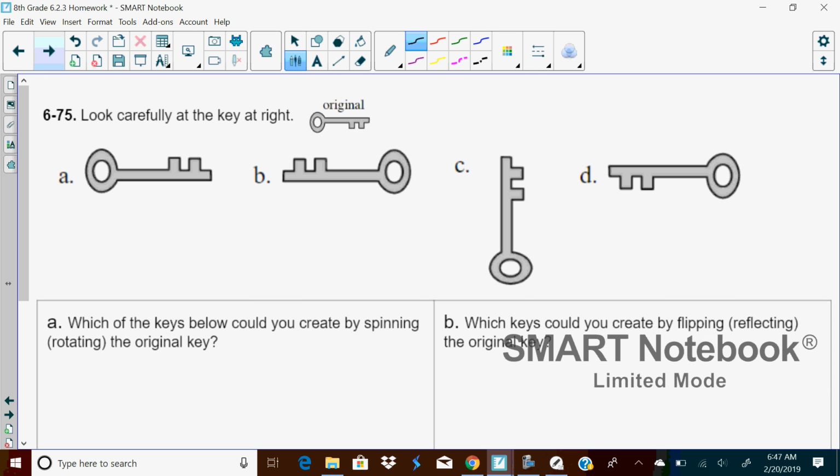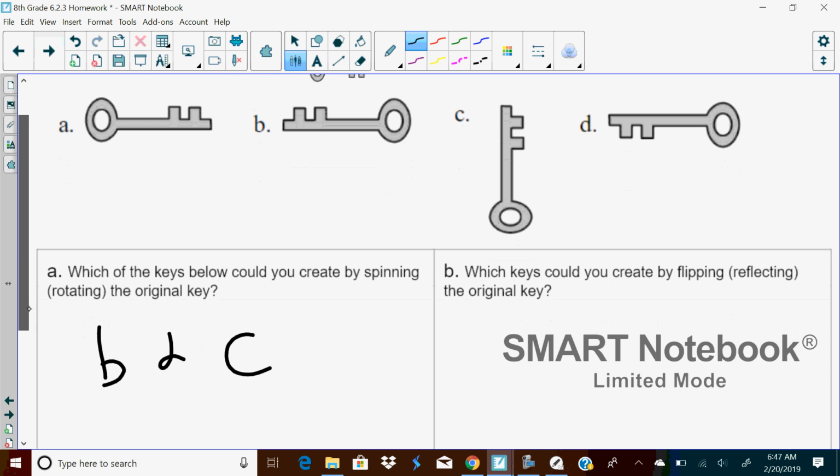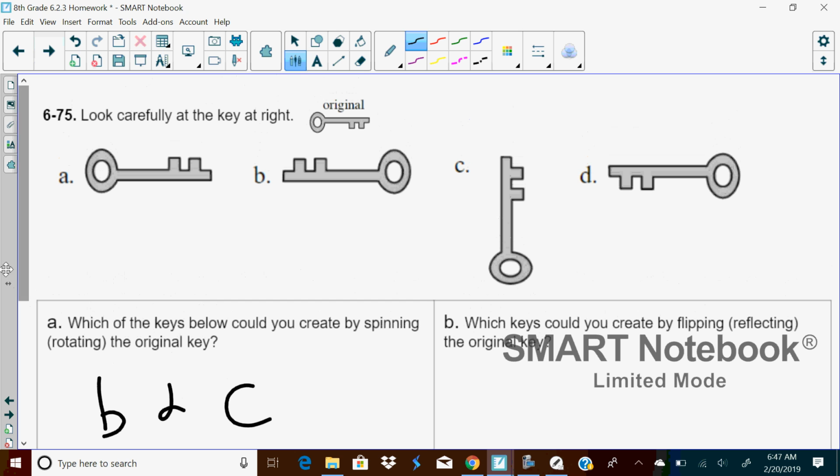So 75 says, look carefully at the key at right. Which of the keys below could you create by spinning or rotating the original key? So I could create B by spinning it around, and I could also create C. So I could turn it this way. And then it says, which keys could you create by flipping or reflecting? So I could create A, and I could create D.